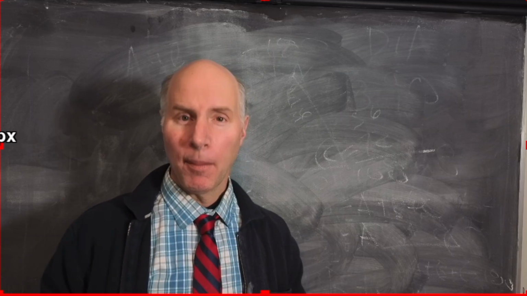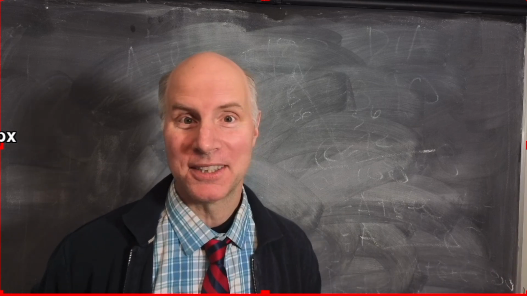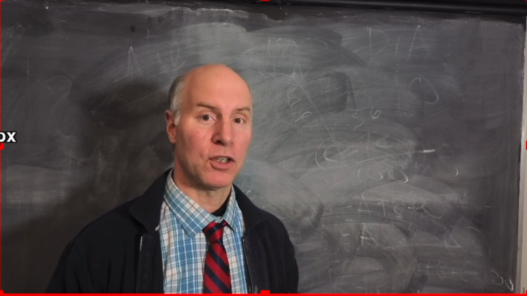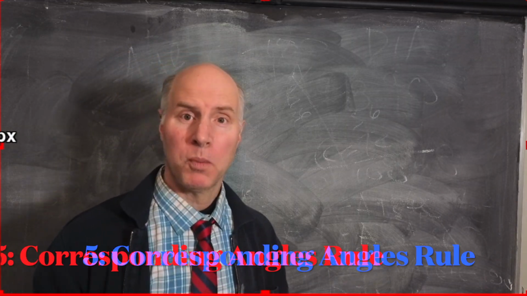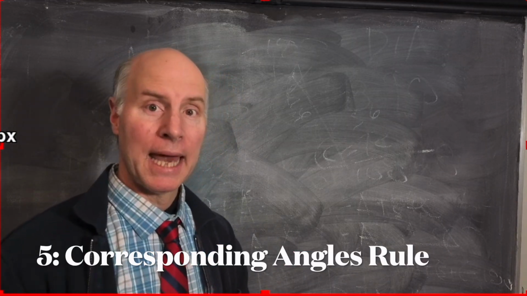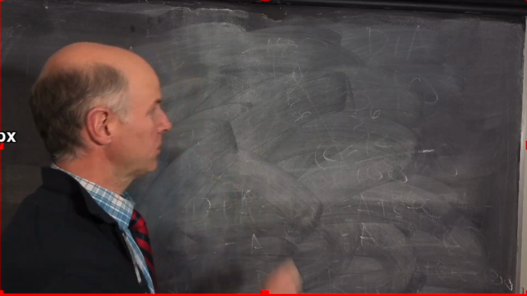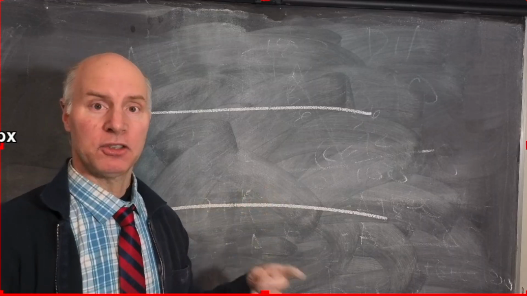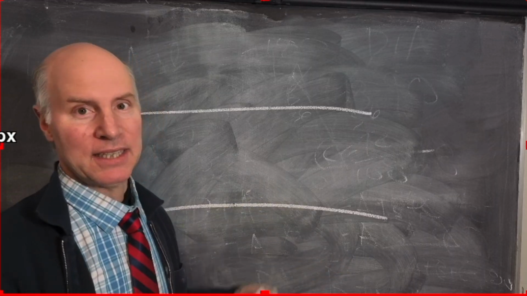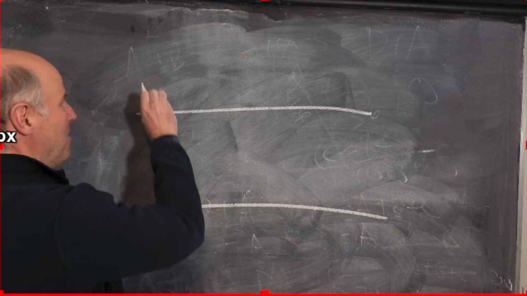We're going to add on a couple more and then we're going to get into the really good stuff. So here's the first one, I guess this would be our fifth rule. It's called corresponding angles. Really important, and it involves two lines. And these lines aren't just any old line. These are parallel lines. Let's give them the traditional M and N.